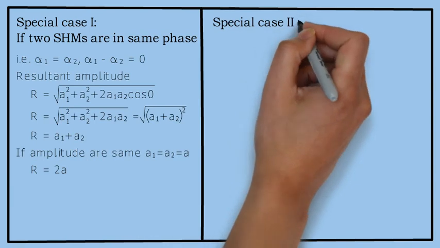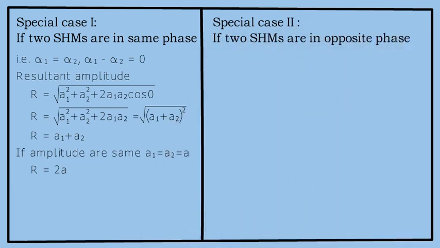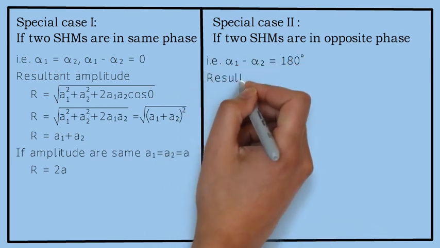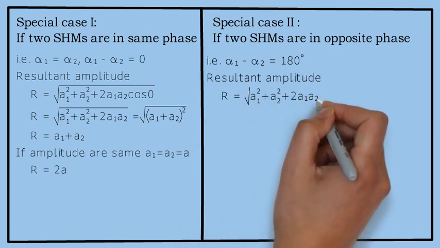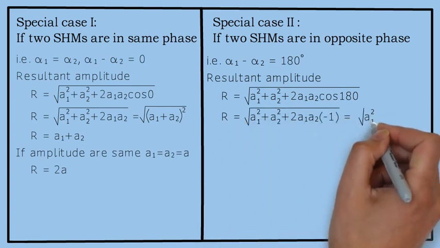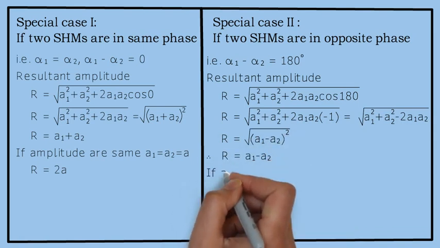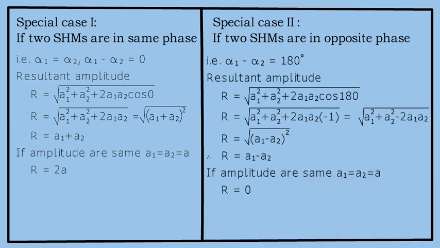Case number 2. If two SHMs are in opposite phase, then alpha 1 minus alpha 2 is equal to 180. Now cos of 180 is minus 1, known to you. Remember that. We gonna need this in the expression. The resultant amplitude is equal to square root of A1 square plus A2 square plus 2A1 A2 cos of 180. As I said, cos of 180 is minus 1. So we get square root of A1 minus A2 the whole square. So resultant amplitude r becomes A1 minus A2. If amplitudes are same, which is A1 is equal to A2 is equal to A, then the resultant amplitude r becomes 0.